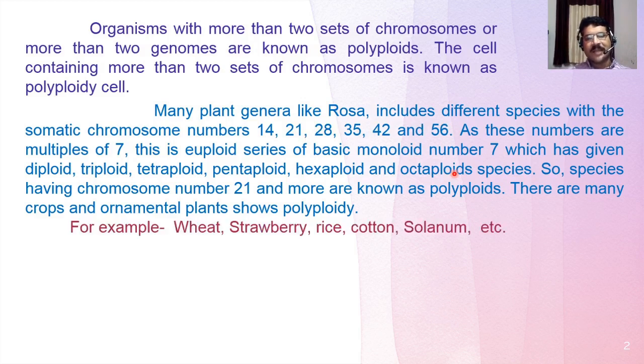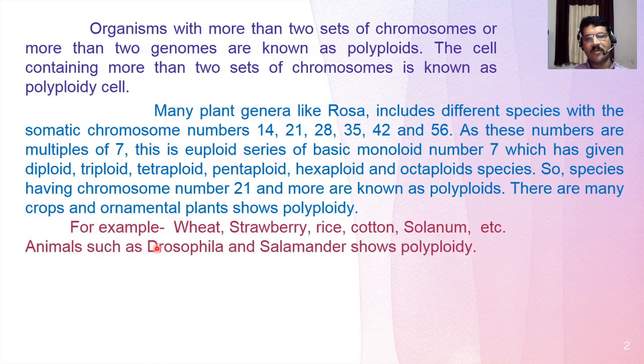Now there are some examples in plants: wheat, strawberry, rice, cotton and Solanum. These are some plants having polyploid numbers of chromosomes. Then there are some animals that also show polyploidy, for example Drosophila and salamander.